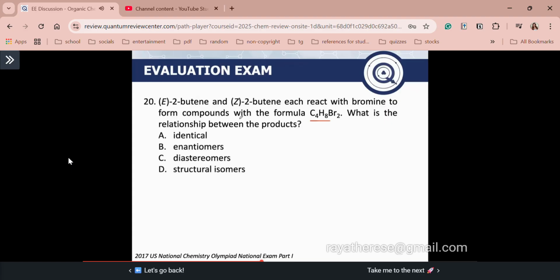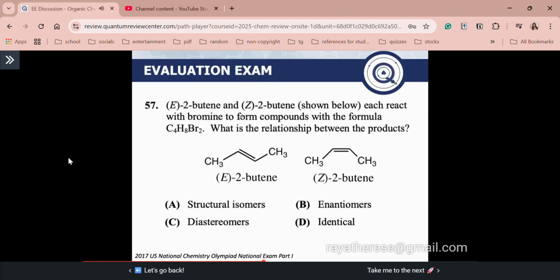So here are the choices. This one is pretty challenging, based on the stories of the students. A, identical; B, enantiomers; C, diastereomers; or D, structural isomer. Okay, class, let me give the final answer first. This is an NCO question. The answer is diastereomer. The products will be different in just one stereogenic center. Really, sir? Class, let's check the different mechanisms of bromination for E2-butene and Z2-butene.